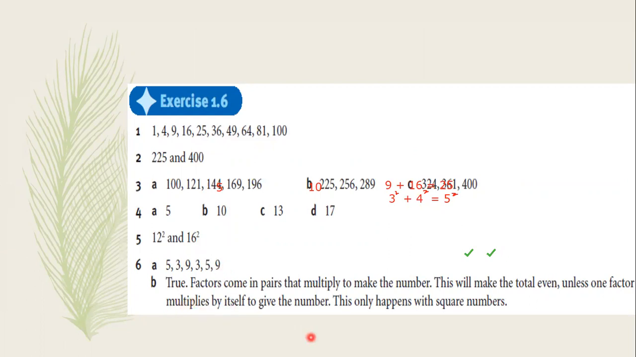Yes, it's true that factors come in pairs that multiply to make the number. This will make the total an even number unless one factor is multiplied by itself. So this happens only with square numbers. These things happen only in square numbers.